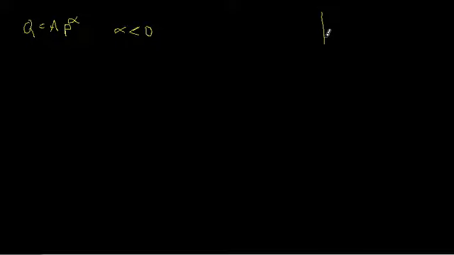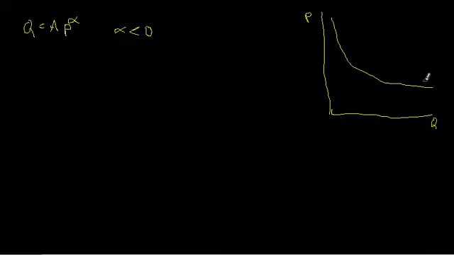So let me go over here and show you what this demand curve looks like. It's a variation on a parabola. We put price here and quantity here, and the demand curve will look something like this. It gets flatter and flatter the higher the quantity and the lower the price.